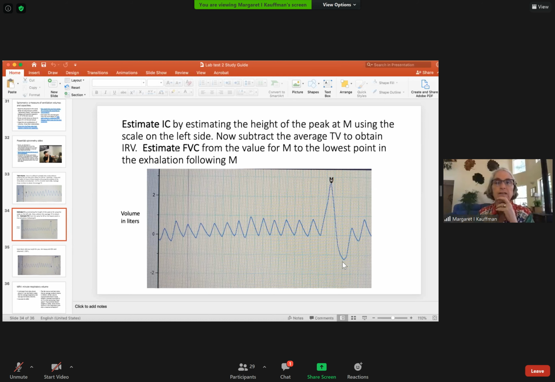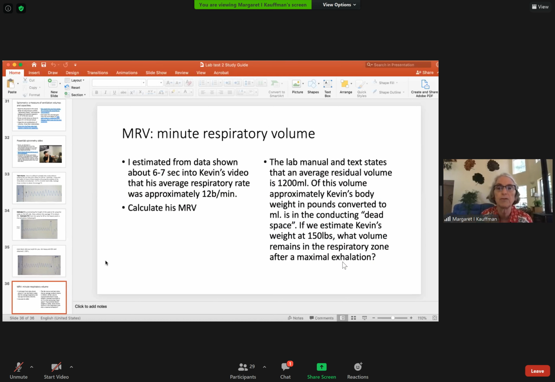And then it says to estimate the functional vital capacity from the lowest point to here. You can measure that or estimate that roughly, because it's starting right at 0 here. So you're measuring from here to here and trying to project it over and get a functional vital capacity. Okay, we did that one.